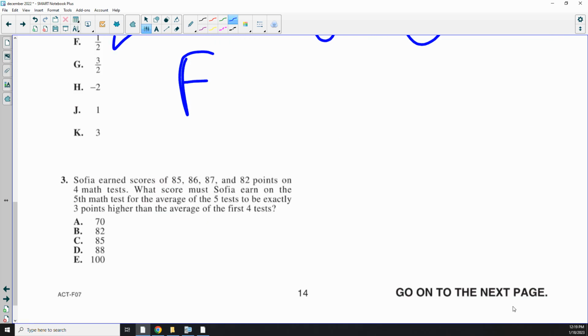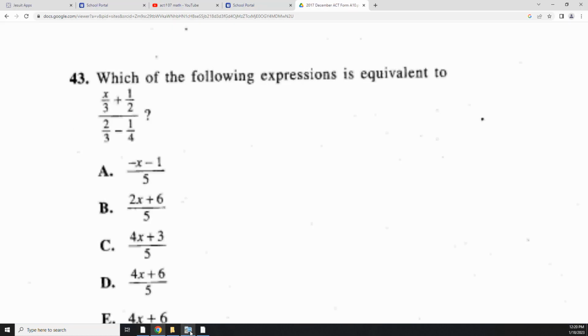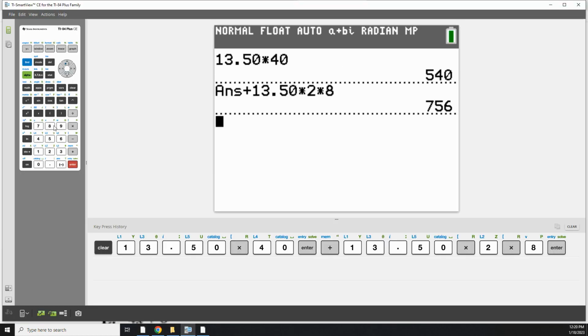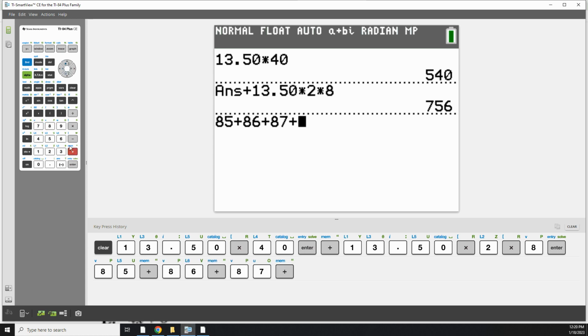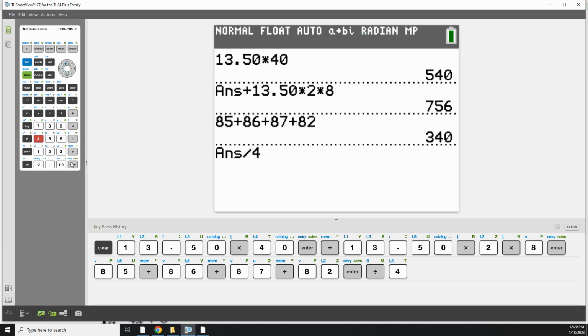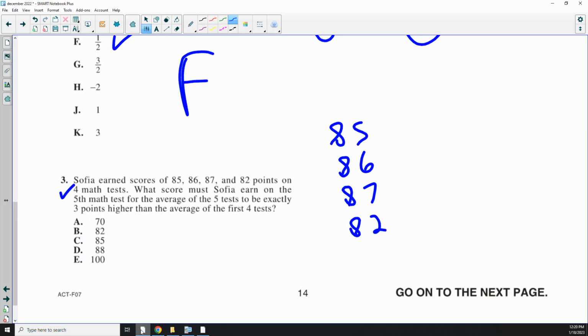This one's a fun one. I earned 4 scores, and that's on 4 tests. So what is my average? Average is based on total. You'll hear me say that a lot. So those were your 4 tests, and what was your average? You add them up and divide by 4. Your average was an 85.